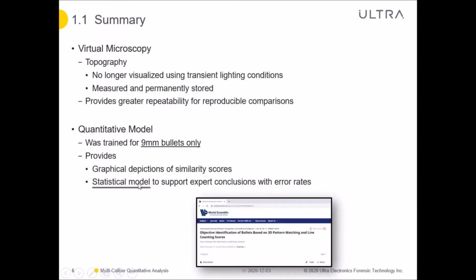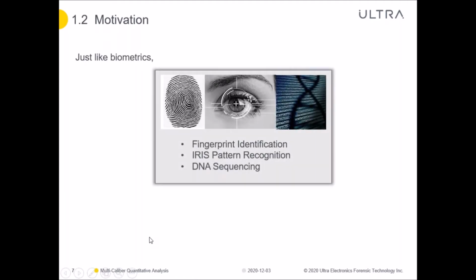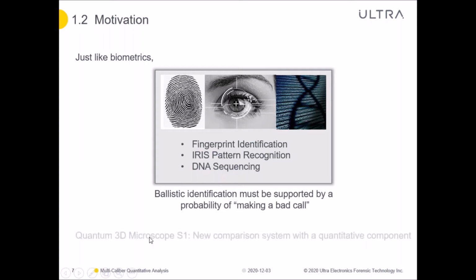If you want details about that statistical model, we actually published a paper last year and it is open access, so feel free to download your own copy. Just like biometrics, fingerprint identification, iris pattern recognition, and DNA sequencing, ballistic identification must be supported by a probability of making a wrong call. That's why we developed the Quantum 3D Microscope S1, a new comparison system with a quantitative component.